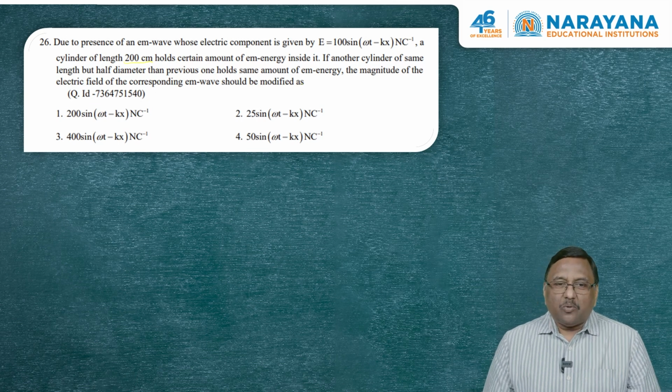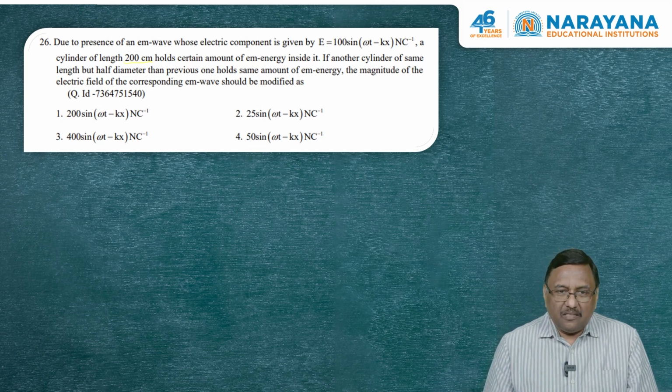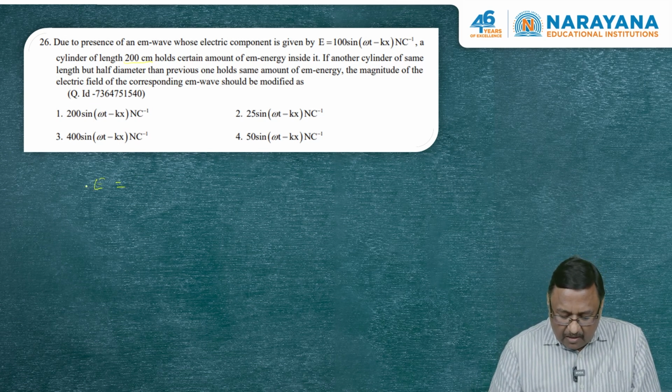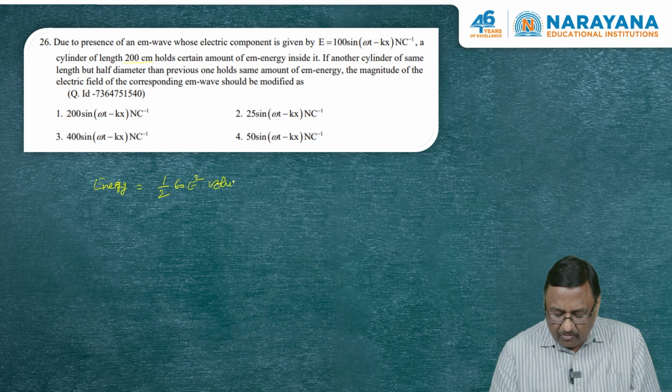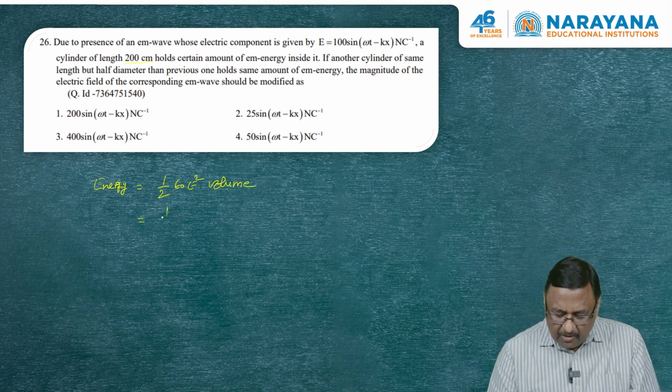I hope we can understand from the question itself that in these two cases we are giving two cylindrical containers having the same length. So as you know, electromagnetic energy, I write simply energy over here, is equal to half of epsilon naught into E square into volume. In this case, the volume is that of a cylinder, so we can say half of epsilon naught into E square into pi r square into length.